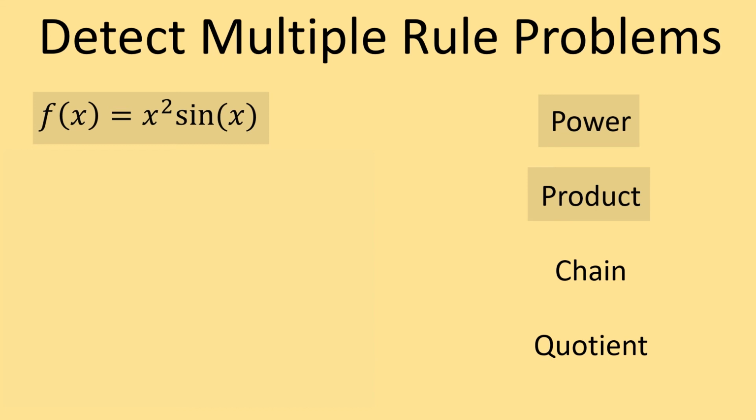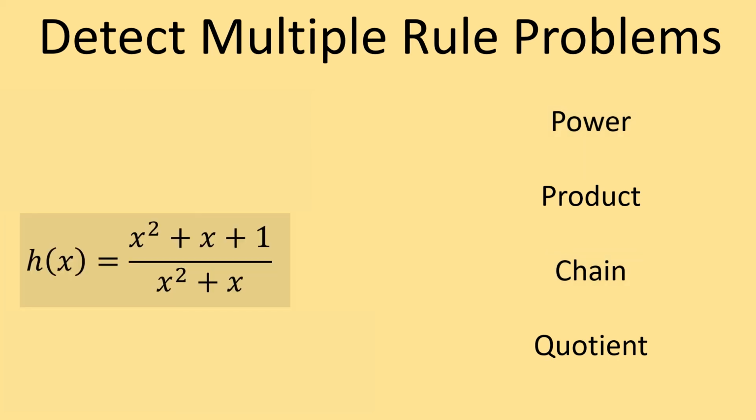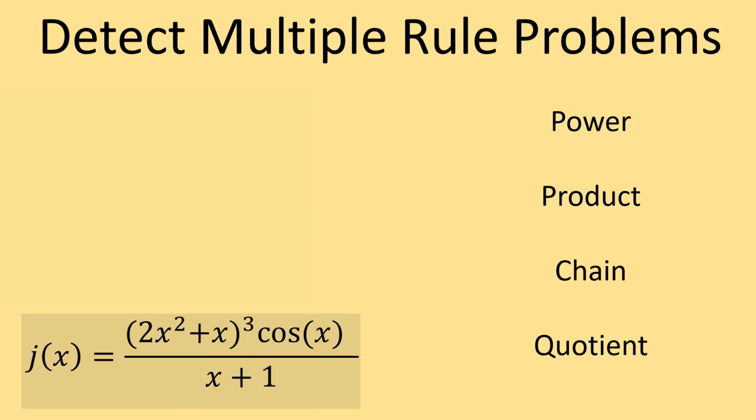And then if we look at g of x, which is the quantity of x squared plus 4x all raised to the 4th power, this is going to use the power rule and the chain rule together. Looking at h of x, which is x squared plus x plus 1 all over x squared plus x, this is going to use the power rule and the quotient rule. And finally, if we look at j of x, which is equal to the quantity of 2x squared plus x to the 3rd power, all that times cosine of x, all of that divided by x plus 1, this is going to use all 4 of the rules.